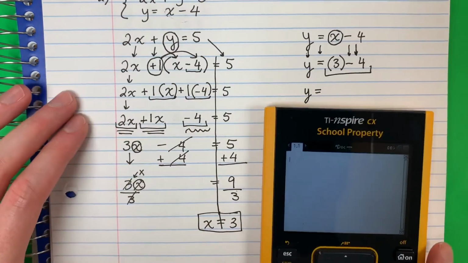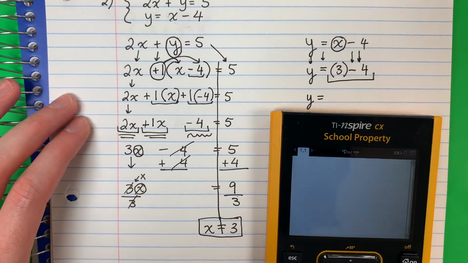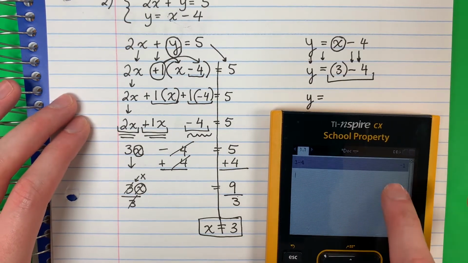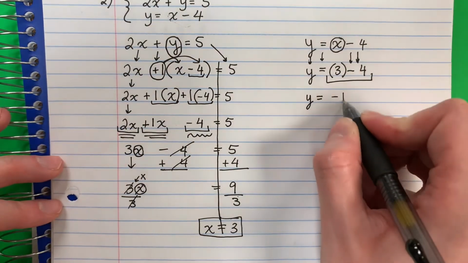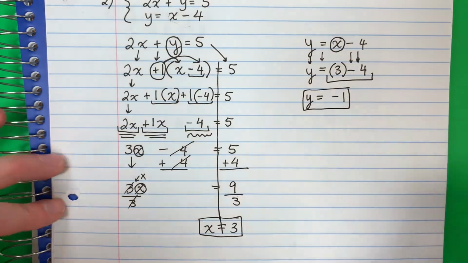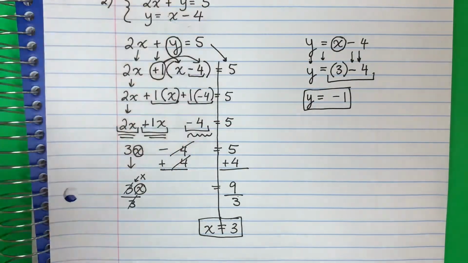So let's see, parenthesis, 3 parenthesis minus 4. I get negative 1. Negativo 1. Now I have my y. So I have x, I have y, perfect.